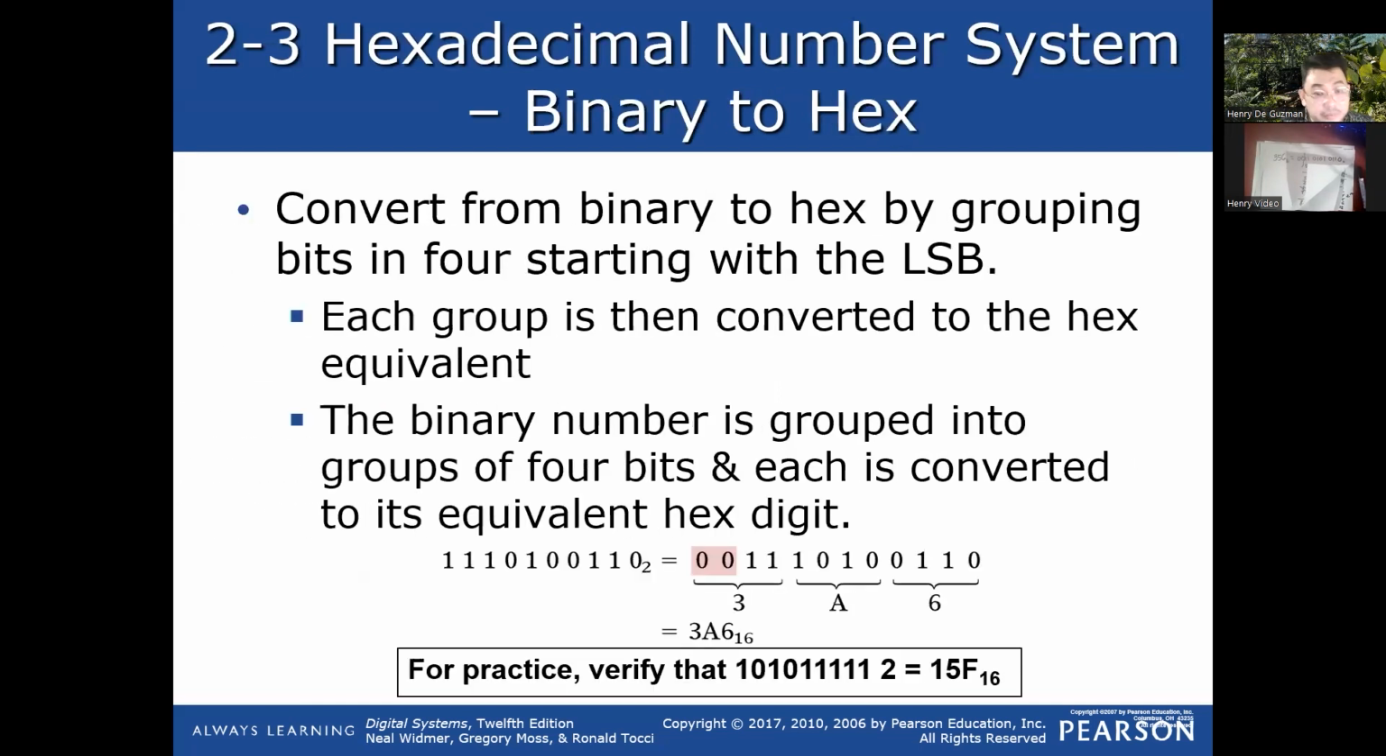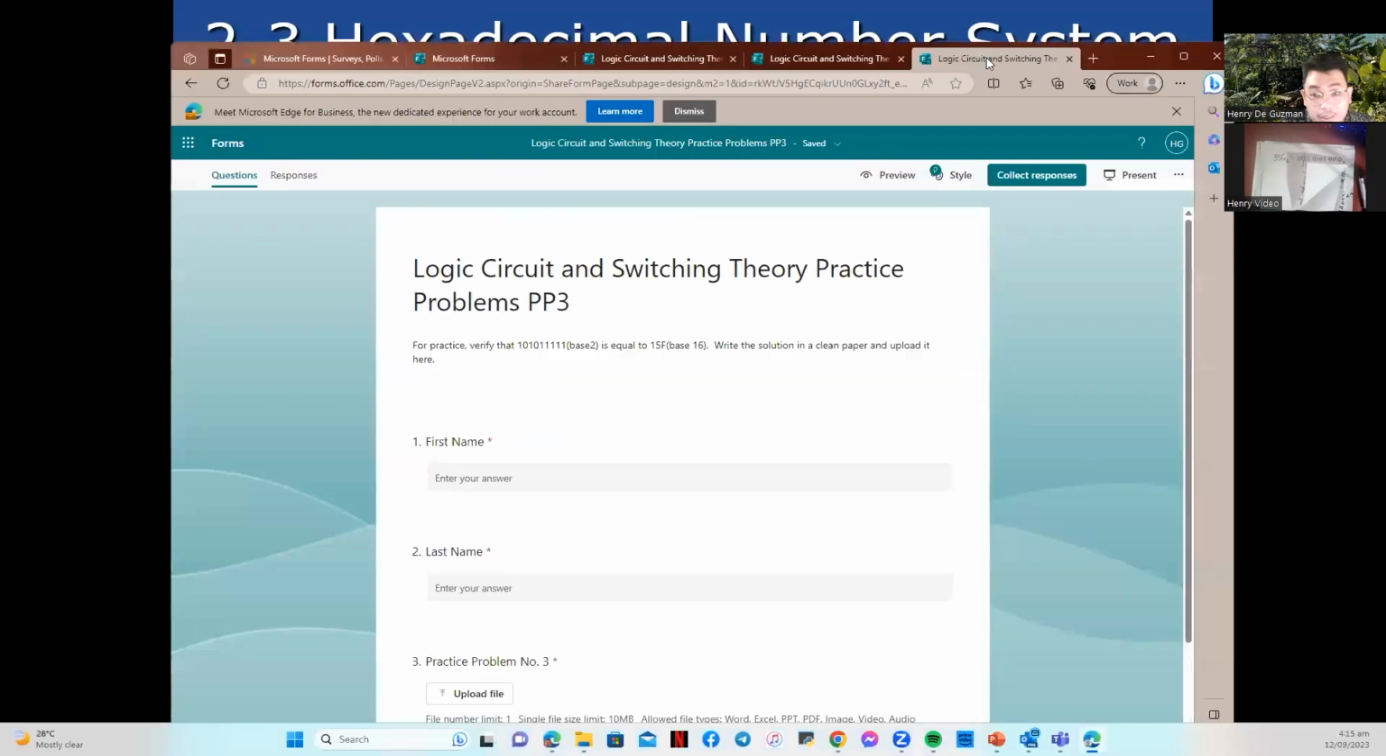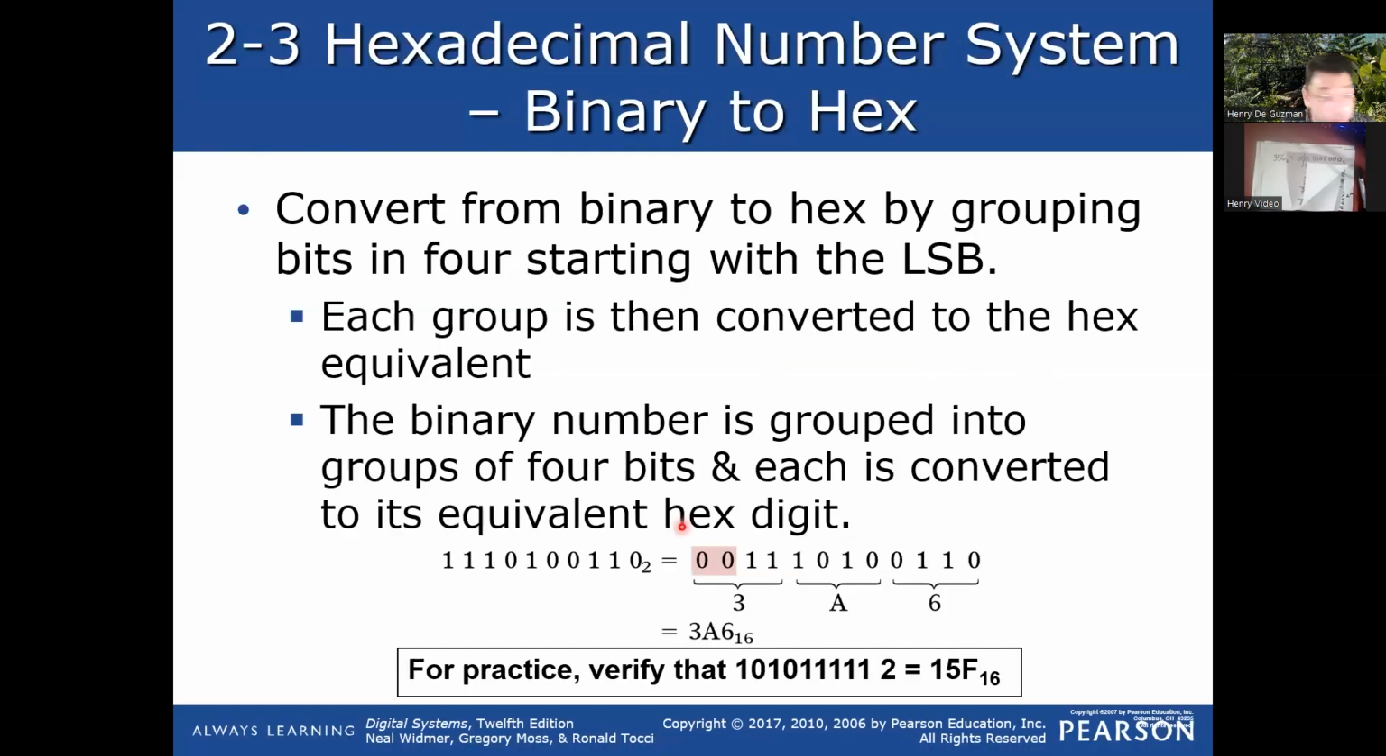Next, convert from binary to hex by grouping bits into 4, starting with the least significant bit. That is what I did earlier. This is the given. From here to here is the first group. This is the second group, and this is the third group. Add 0, 0. That's 3, 10 which is A, and 6. So 3A6 in base 16. Now, this is the last. The link is in our MS Teams, then answer this. Show me the solution that they are equal.